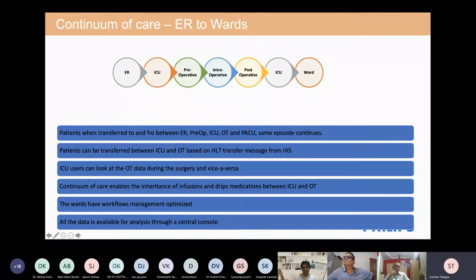This is something that I'll just put out there to tell you what is happening in terms of continuum of care. Typically a patient moves from, let's say, an emergency room to an ICU, or a preoperative, intraoperative, postoperative setup, back to the ICU and then to the ward, right? So the idea is to maintain data across this continuum, and that happens through different channels.